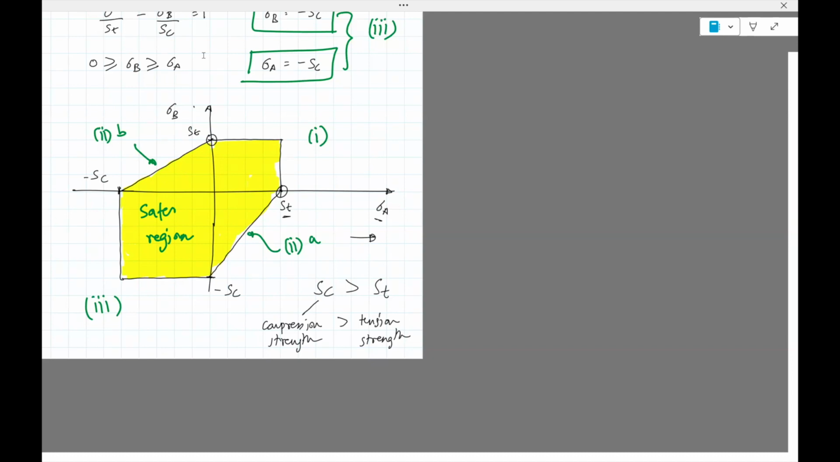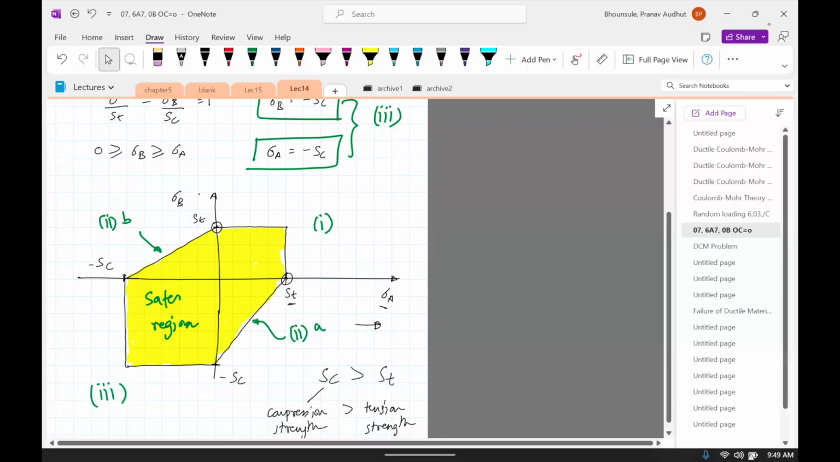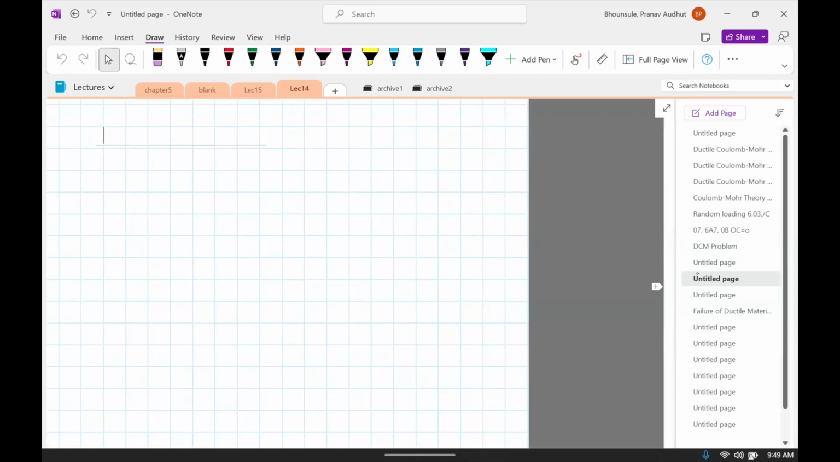We could also use this to make a design. So when you want to design something, you want to think about factor of safety. So one way of incorporating factor of safety is using DCM for design. So in this case, we have N as a design factor, or let's say factor of safety.